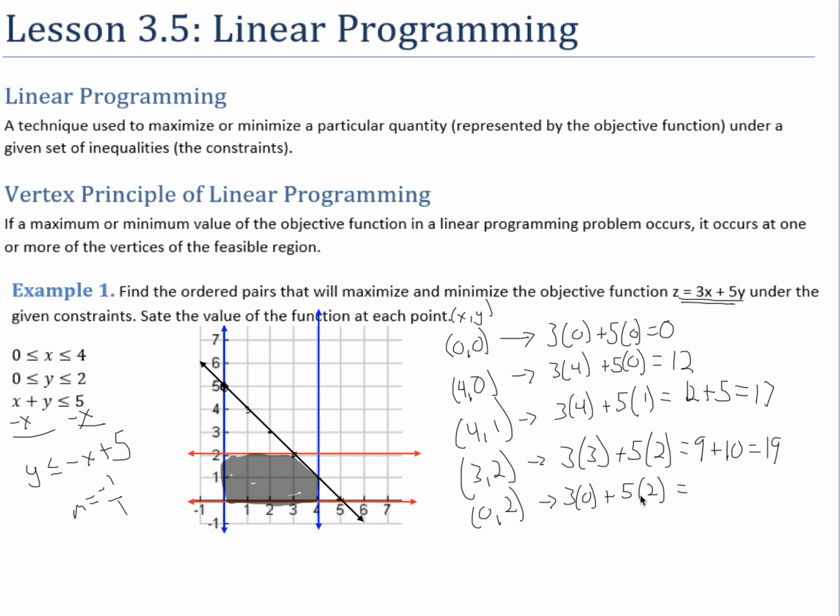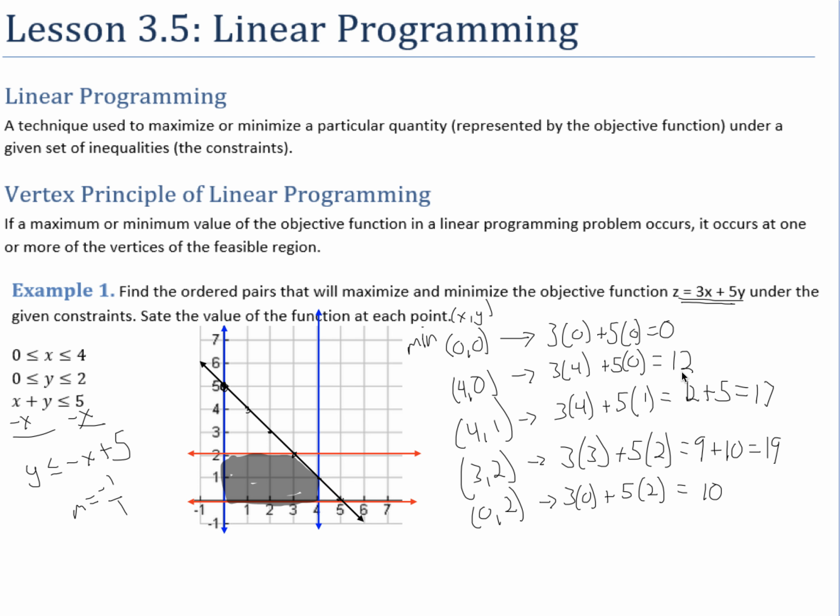And this is 0 plus 10, which is 10. Find the ordered pairs that will maximize and minimize. Well, the ordered pair (0, 0) minimizes. That's the lowest. That minimizes because that's the lowest number here. So what we're doing now is we're looking at 0, 12, 17, 19, and 10. The minimum is 0, so (0, 0) minimizes the function.